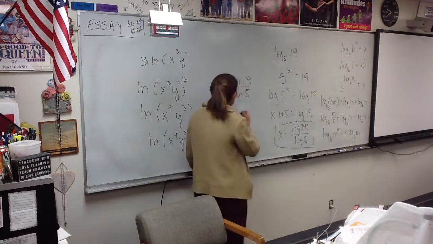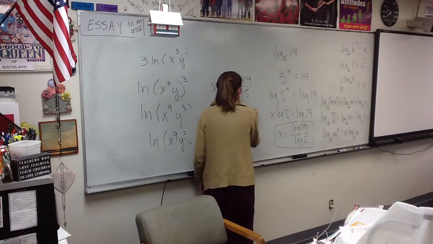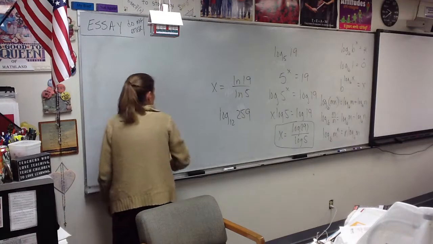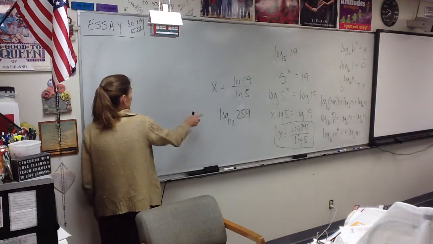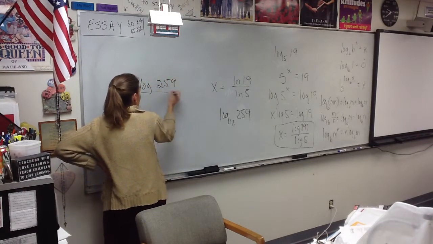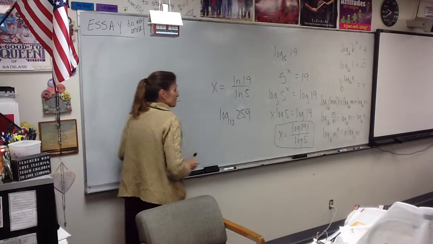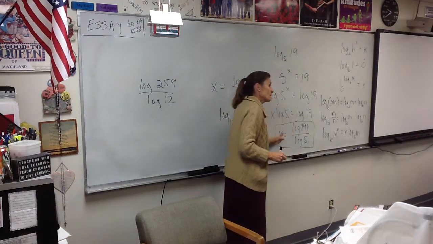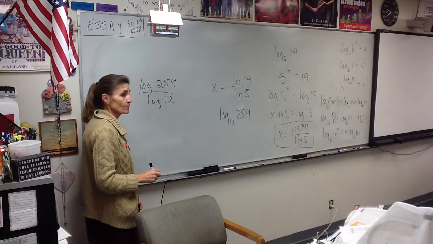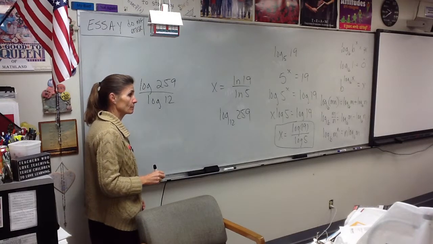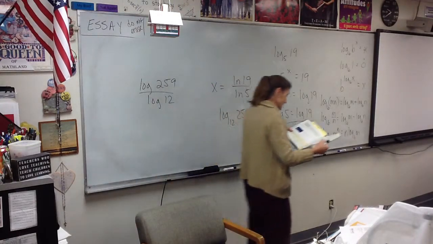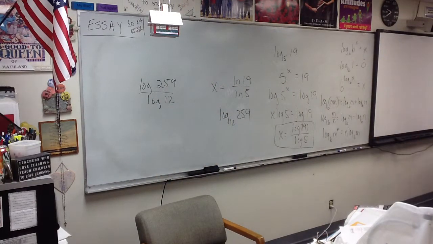26 says the log base 12 of 259. Your job is to evaluate that. So if we just go straight to our shortcut, what am I going to type into my calculator? Log 259 divided by log 12. If you don't want to use the shortcut, you'll follow these steps right here and you will get exactly the same answer. Is that okay with everybody? Okay. All right, well, tonight you're going to get to practice a few problems like that. It should be pretty easy, I think. Tonight's problems should be pretty easy.